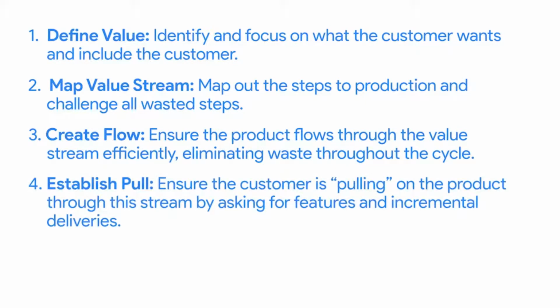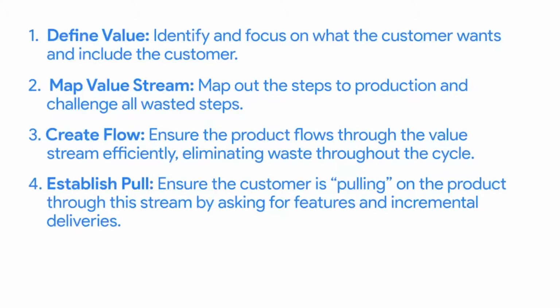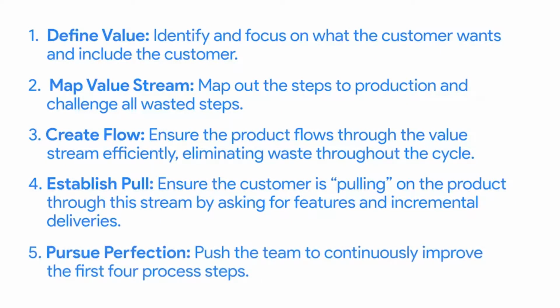Establish pull. Think of asking someone to pull something off the shelf. You want to make sure the customer is pulling on the product or asking for it throughout the value stream. They might pull or ask for features and incremental deliveries. The idea is to make your process as smooth as possible so that the customer can pull on the product at any time and you'll be able to present what you've been working on or add a feature request. Finally, there's pursue perfection. This means pushing your team to continuously improve the first 4 process steps.